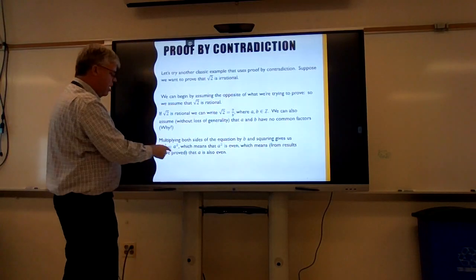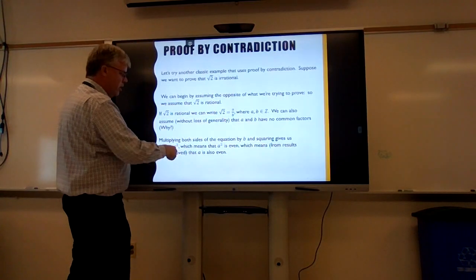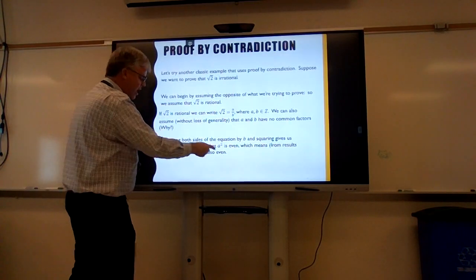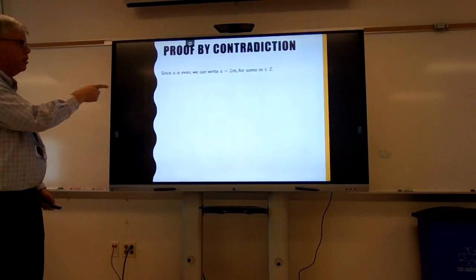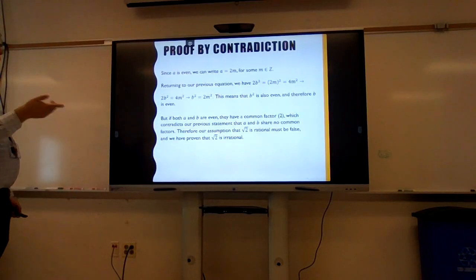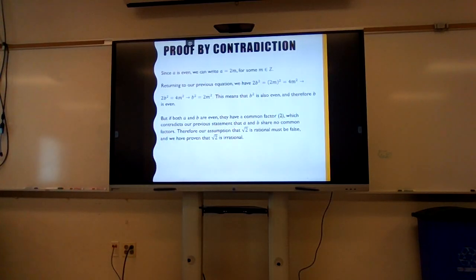But then I started manipulating this equation and got to a is even, and a is even led me to b being even also. And if a and b are both even, then they do share a factor of at least 2. And that contradicts the thing I said before, that they don't share any factors. Are we okay with that?